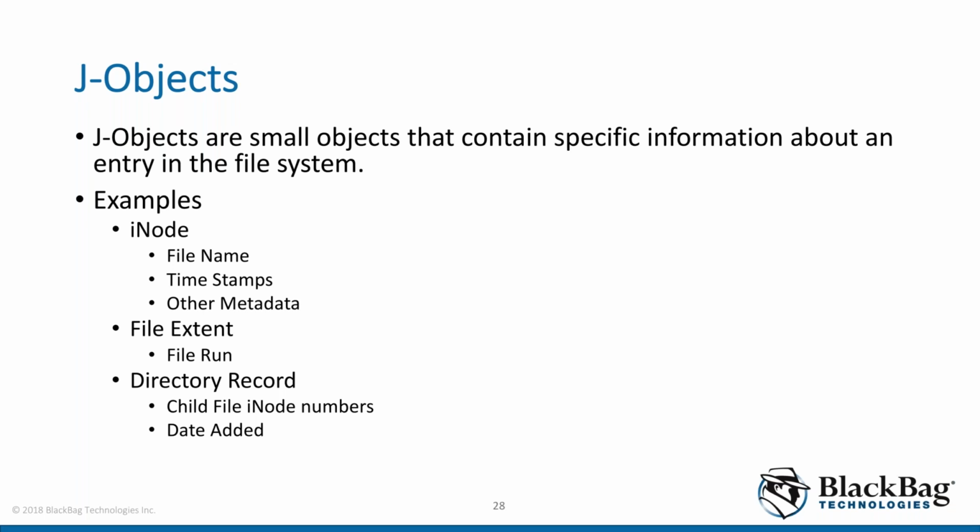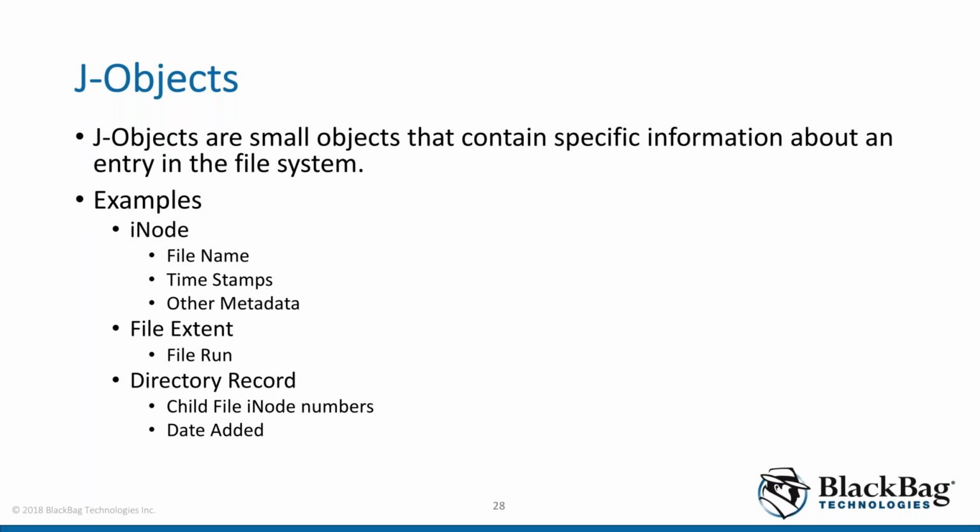For example, for every file in the file system, there'll be a J object somewhere that gives you the inode information, which will be the file's name and its create, write, and modified timestamps, and all the other associated metadata that you're used to, such as user ID, group ID, et cetera. For every file extent, being a run on disk starting at this block and going for this number of blocks, there'll be a separate J object. So you'll have multiple J objects that you have to correspond together.